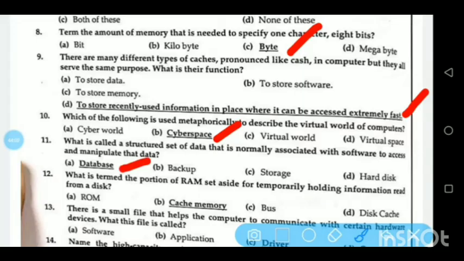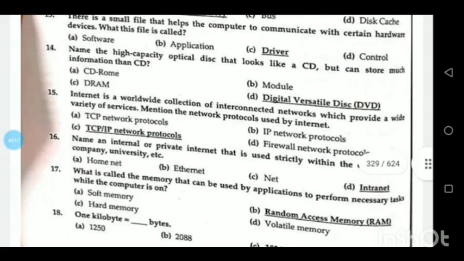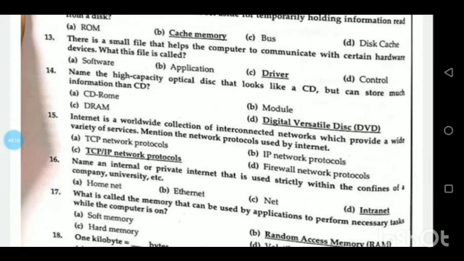data? Database. What is termed the portion of RAM set aside for temporarily holding information read from a disk? Cache memory. There is a small file that helps the computer to communicate with certain hardware devices. What this file is called? Driver. Name the high-capacity optical disc that looks like a CD but can store much information than CD.